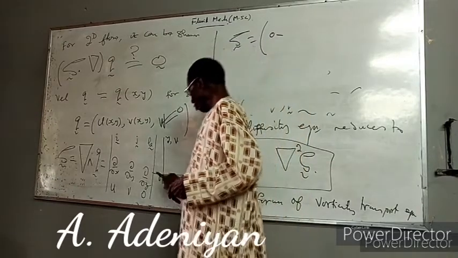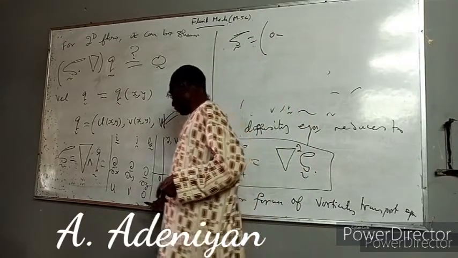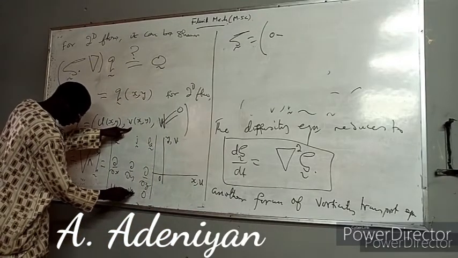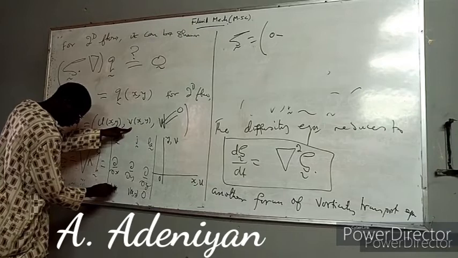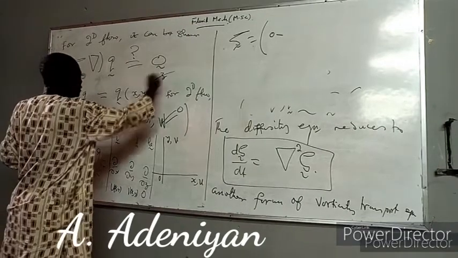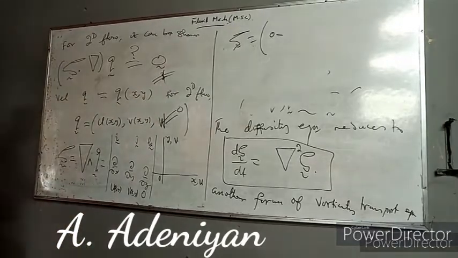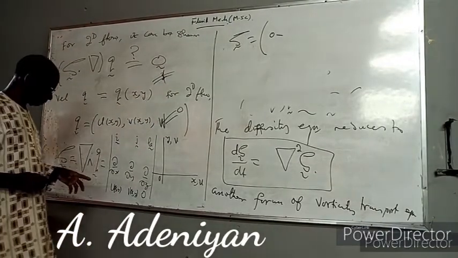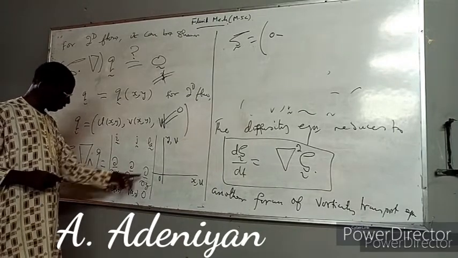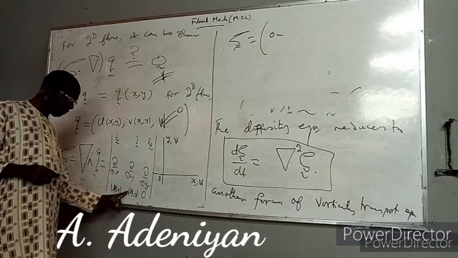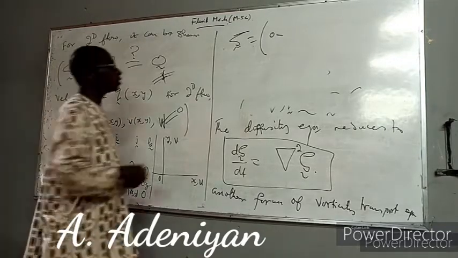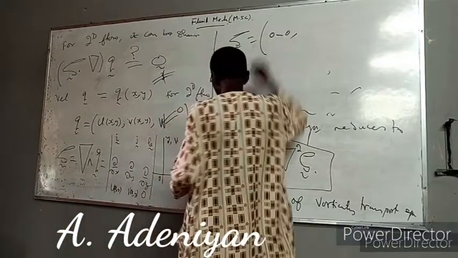Minus, when you differentiate V with respect to Z, don't forget that V depends on what? It depends on X and Y. U also depends on X and Y. It does not depend on Z. So therefore, if you differentiate 0 with respect to that, that is 0. If you differentiate V with respect to Z, in as much as there is no Z here, that will be what? 0. Okay? Now we are here.